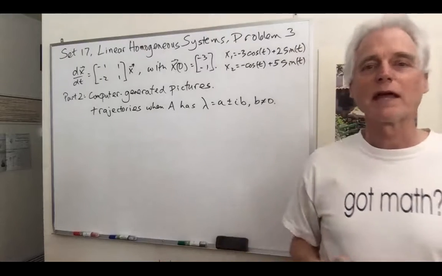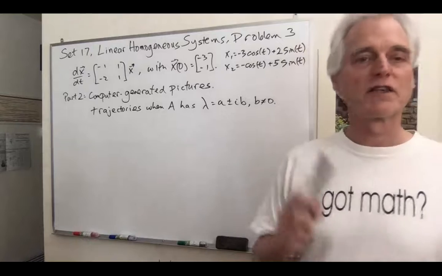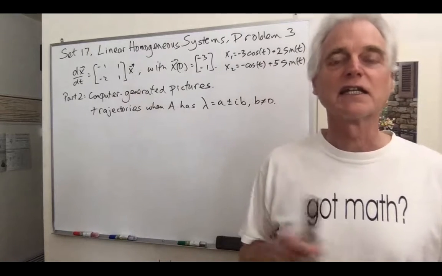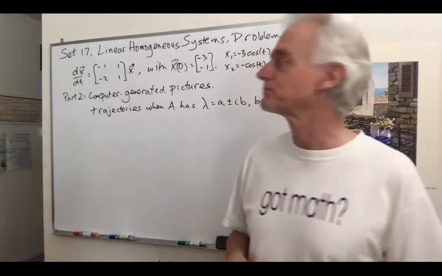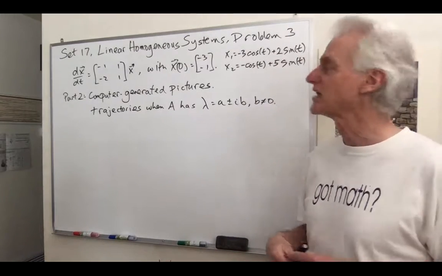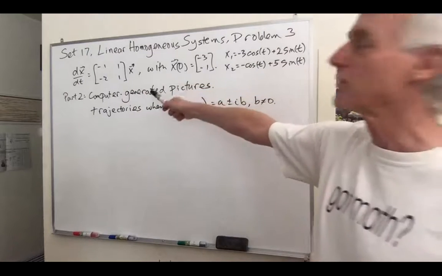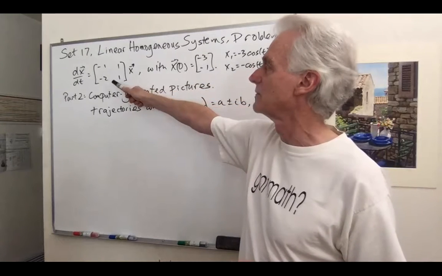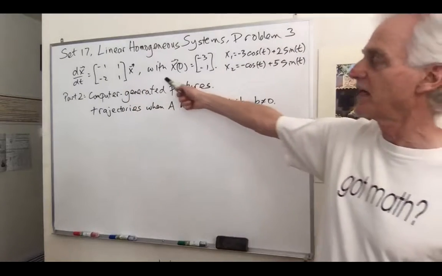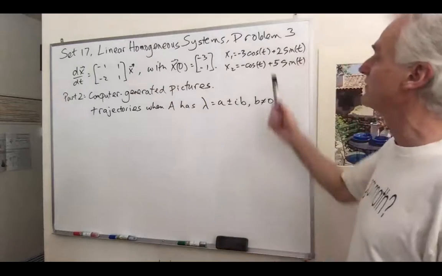Hello. I'm planning to show you some computer-generated pictures of the trajectories of this system that I just solved in the previous mini-lecture. I remind you this is problem 3 on that WeBWorK set. You might remember that we had x'(t) = Ax, and the eigenvalues of A were plus or minus i, pure imaginary, and we found that solution.